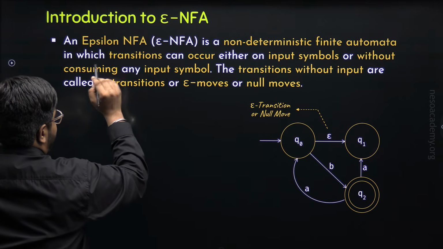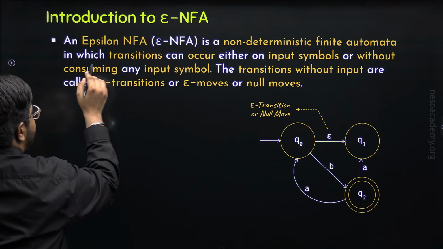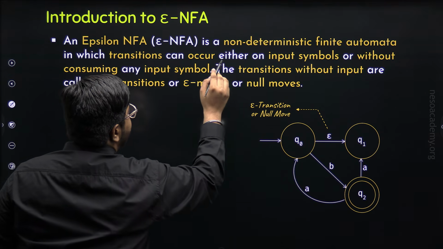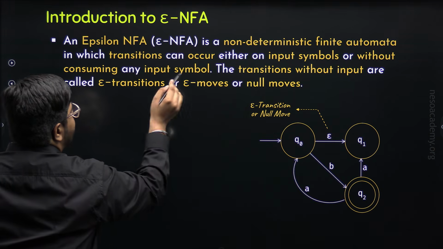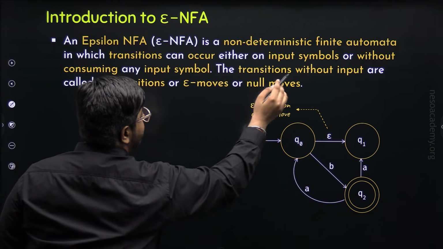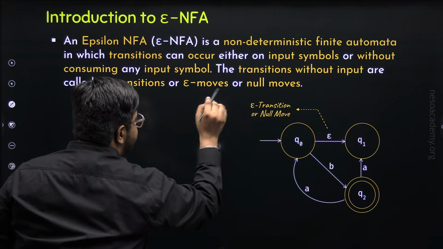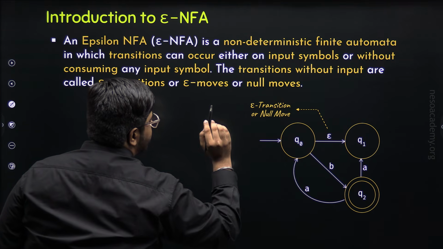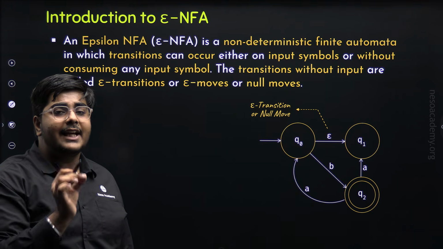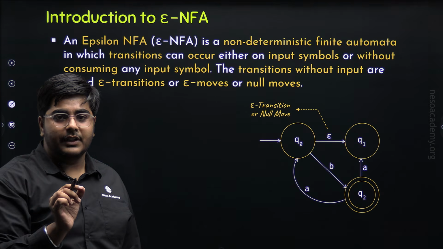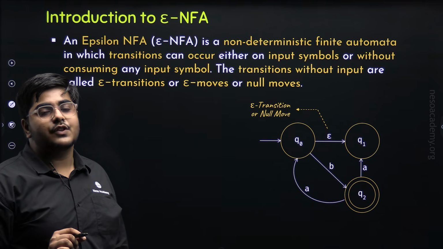An epsilon-NFA is a non-deterministic finite automata in which transitions can occur either on input symbols or without consuming any input symbol. The transitions without input are called epsilon transitions, epsilon moves, or null moves. Now, if you are clear with the basic intuition of epsilon-NFA that I have just given you, understanding this formal definition is a very simple task for you.